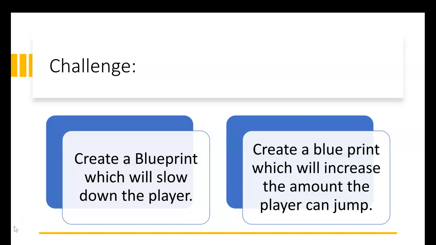Now here's a little challenge. Create a blueprint which will slow down the player. So maybe there's a pickup that we've already made which speeds up the player. Create another pickup, another blueprint. And when you get that blueprint, the player slows down. And then once you've done that, create a blueprint which will increase the amount the player can jump. So you grab that pickup blueprint, and you can jump over the wall or something like that. Go much, much higher. Good luck.